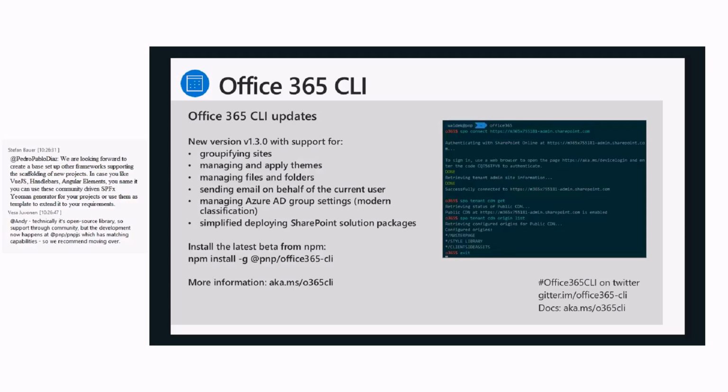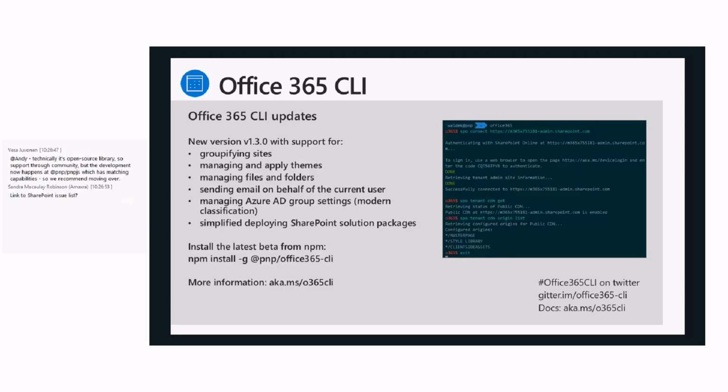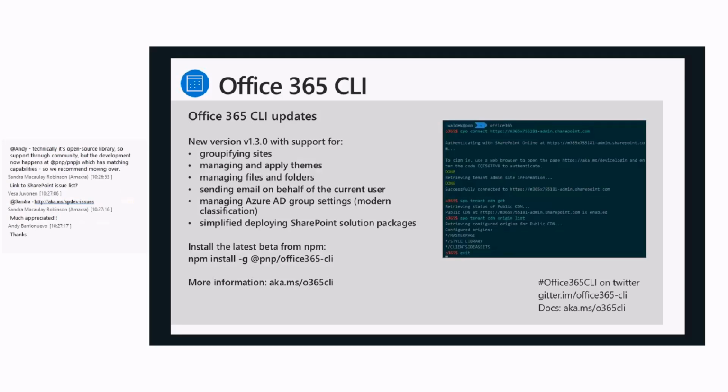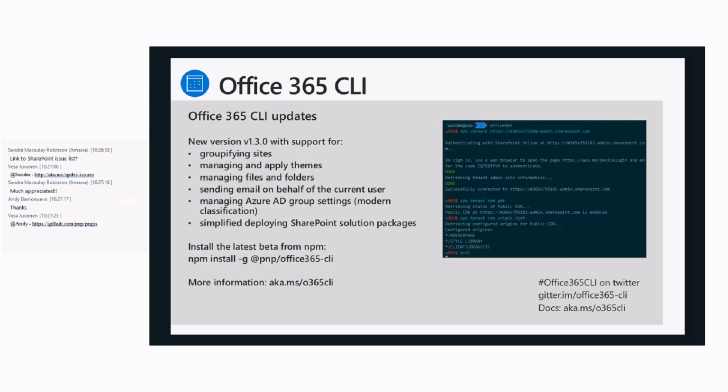You can always install the latest beta. Actually, I'm sorry, that's a typo. So to install the latest version, npm install -g. The G makes it global so you can run it as a CLI command. And then you can always find more information at aka.ms/Office365CLI. Couple of things down there at the bottom right corner, hashtag Office 365 CLI on Twitter. There's a Gitter channel as well if you have questions, and then that same link to the docs for more information.